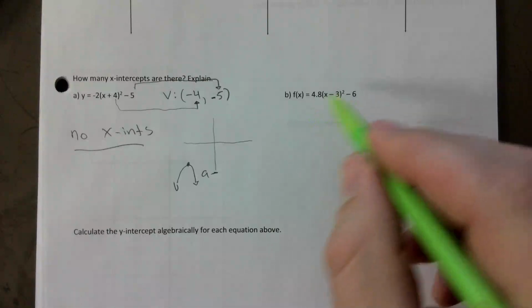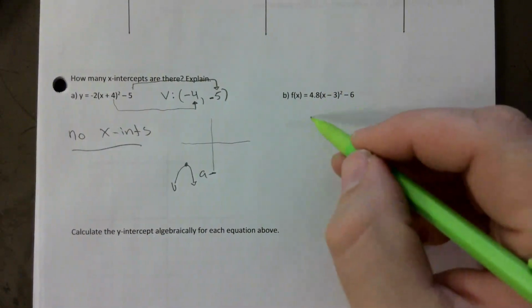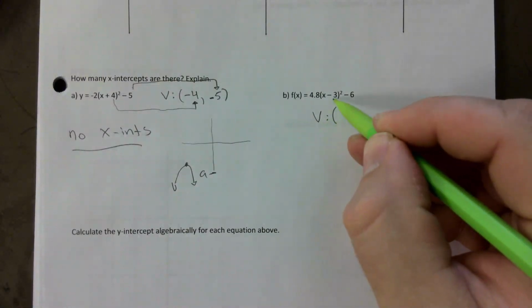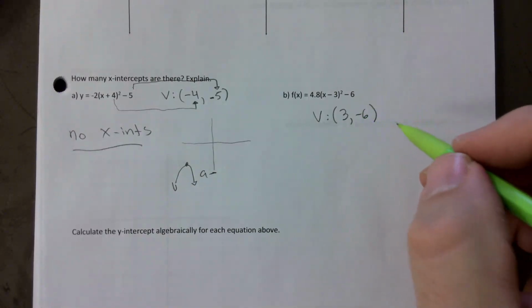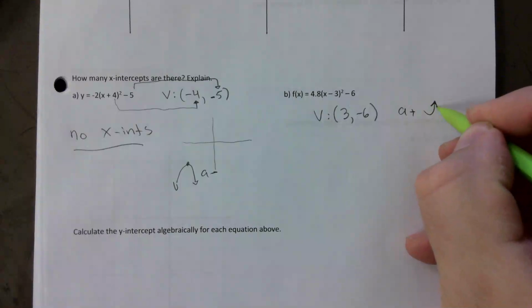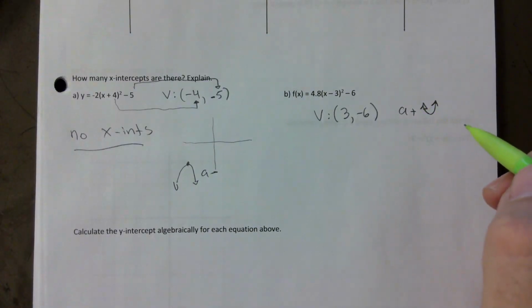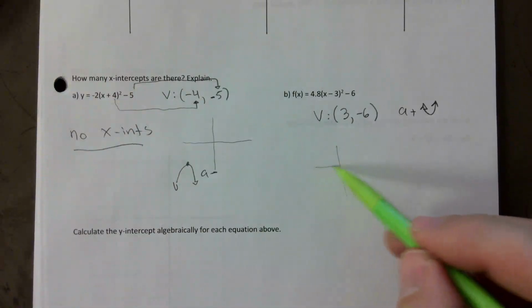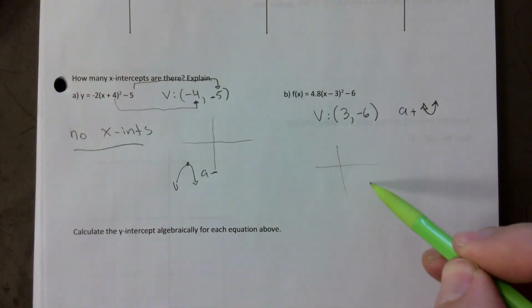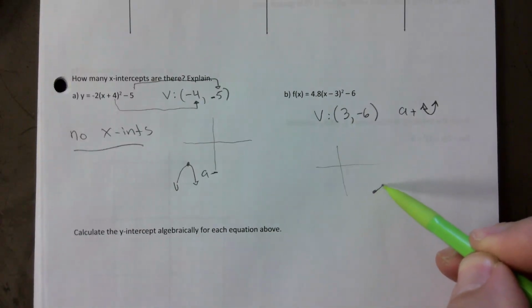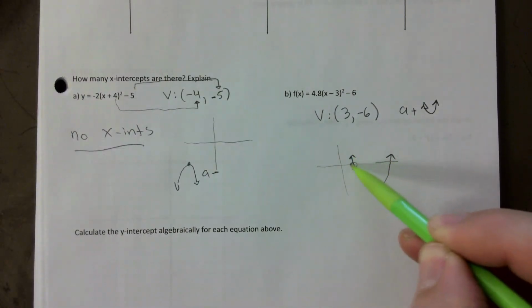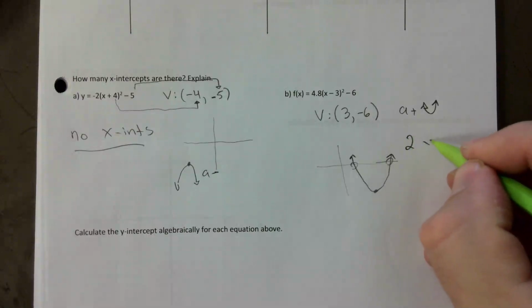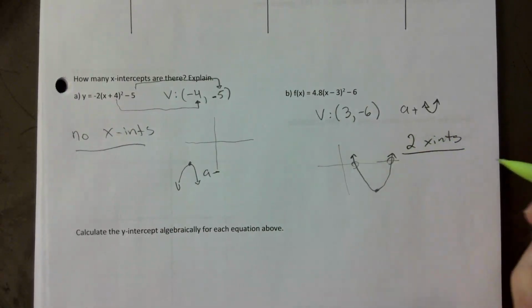And this one, the vertex is +3, -6. And A is pointing up, right? It's going like this. So where is the vertex? 3, -6 is here. And this is pointing up because A is positive. So you know it's going to happen twice, right? 2 x-intercepts. Boom. Just like that.